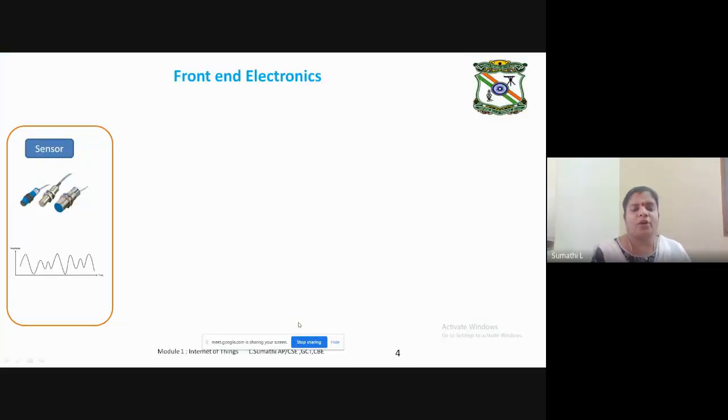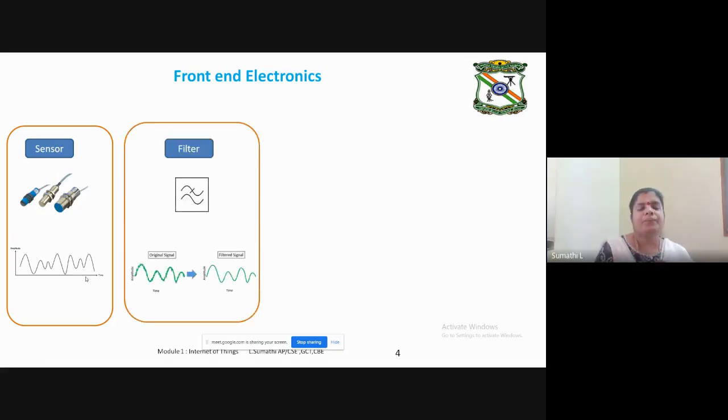So in the front end electronics, first comes your sensor. As we have seen, the sensor will measure the physical quantity and convert it into electrical signals. Then this electrical signal is passed to a filter. What the filter does is remove your noise, and it gives you the original signal.